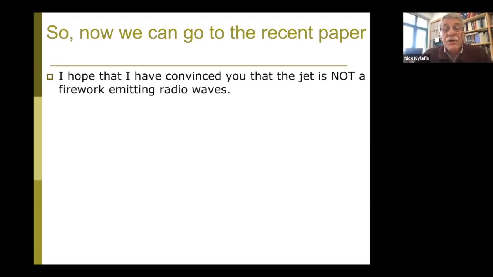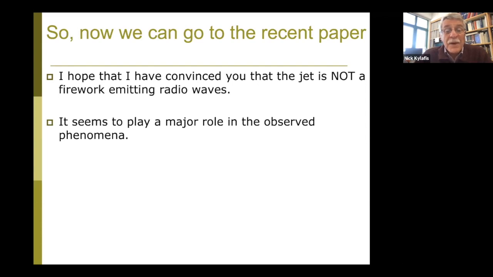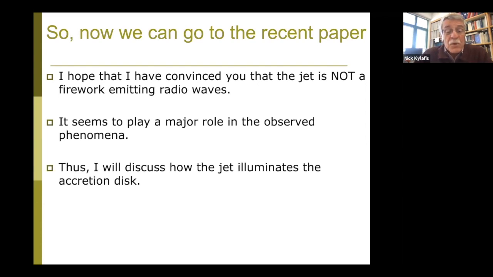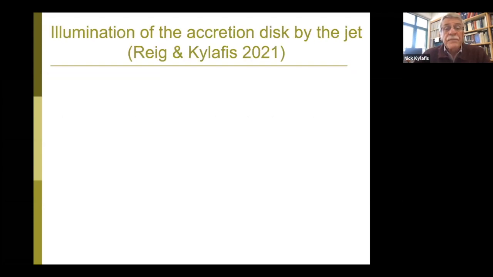I hope that I have convinced you that the jet is not a firework emitting radio waves. It seems to play a major role in the observed phenomena. And thus I will discuss how the jet illuminates the accretion disk. As I said earlier, photons enter the jet and get scattered, and some of them go high up in the jet, others escape the jet lower down. The photons escape from different heights of the jet, and we want to look at the photons that hit the disk. So this is the paper.